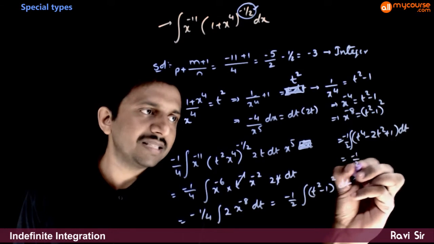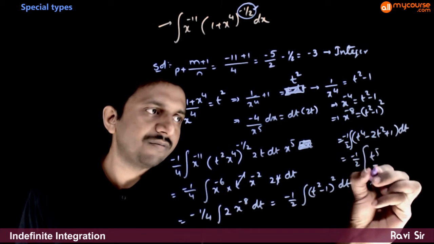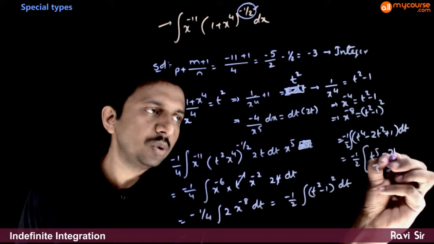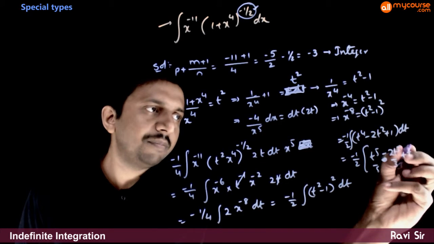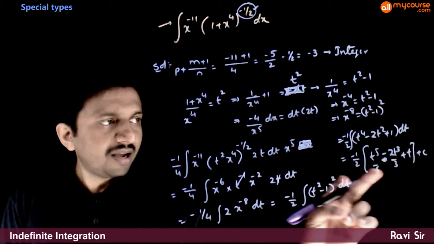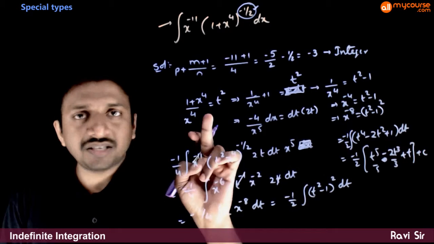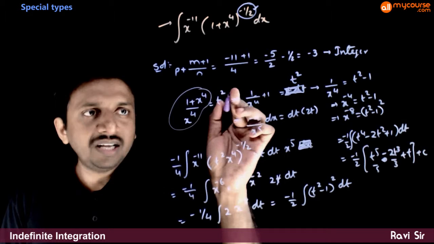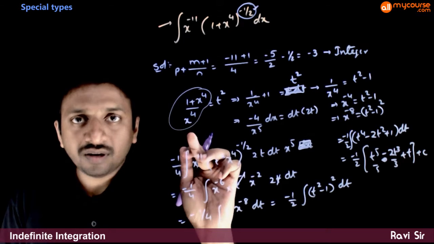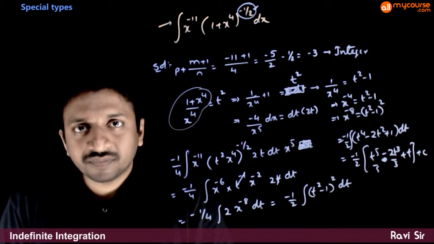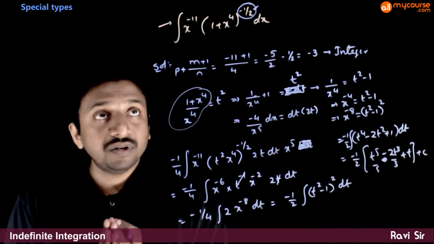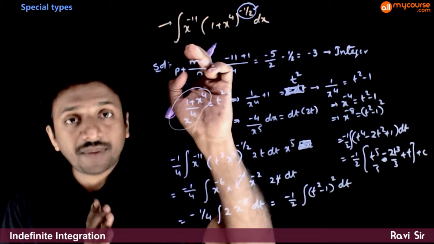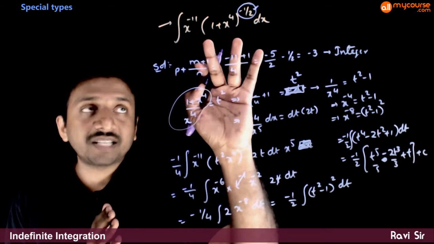That is equal to minus half times t power 5 by 5 minus 2t cube by 3 plus t plus c. And once the integration is done, you just need to substitute t is equal to 1 plus x power 4 by x power 4 whole power half. So this is how you solve the questions of the type x power n times 1 plus x power n whole power p.